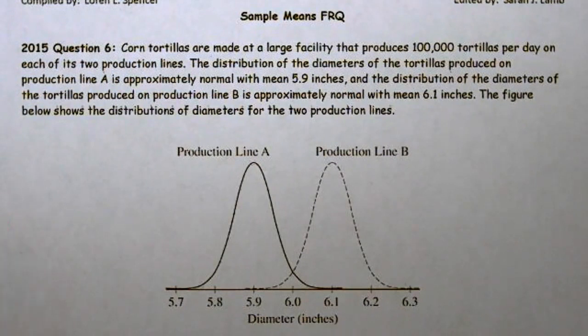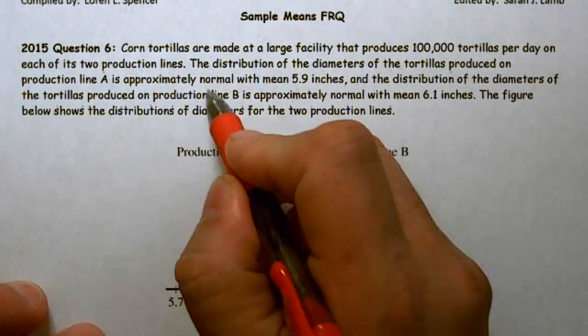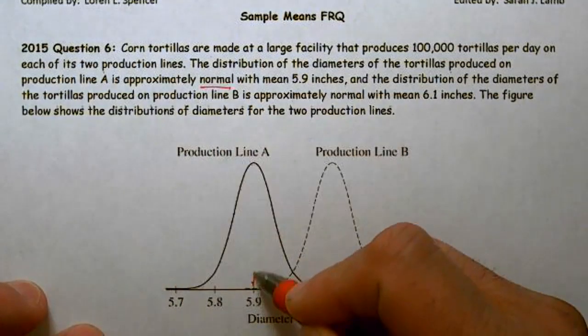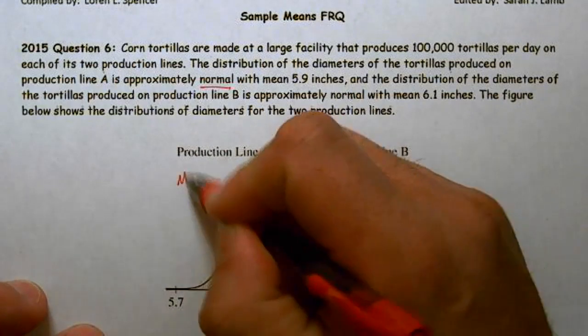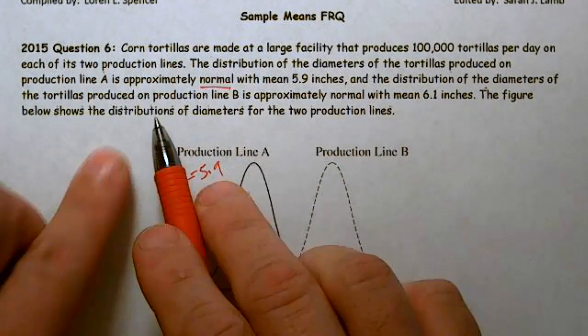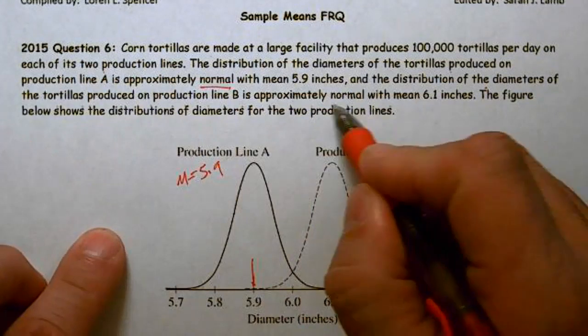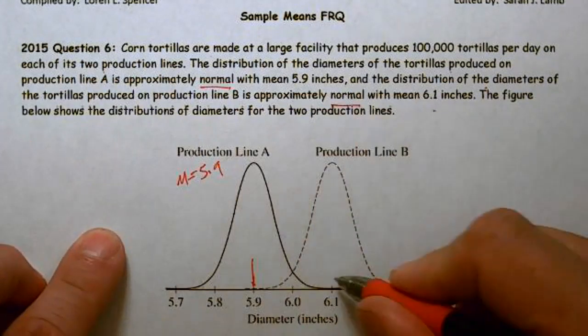So here we go. Corn tortillas are made at a large facility that produces 100,000 tortillas per day on each of its 2 production lines. The distribution of the diameters of the tortillas produced on production line A is normal with a mean of 5.9. So they're telling us this mean right here is 5.9. And the distribution of the diameters of the tortillas produced on production line B is approximately normal with a mean of 6.1.